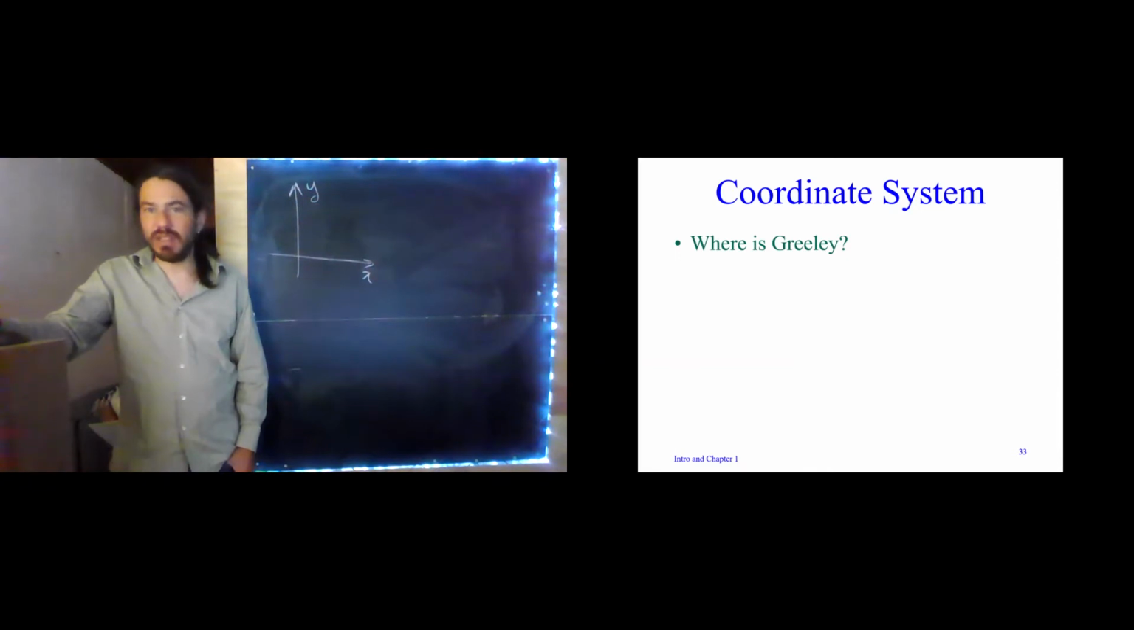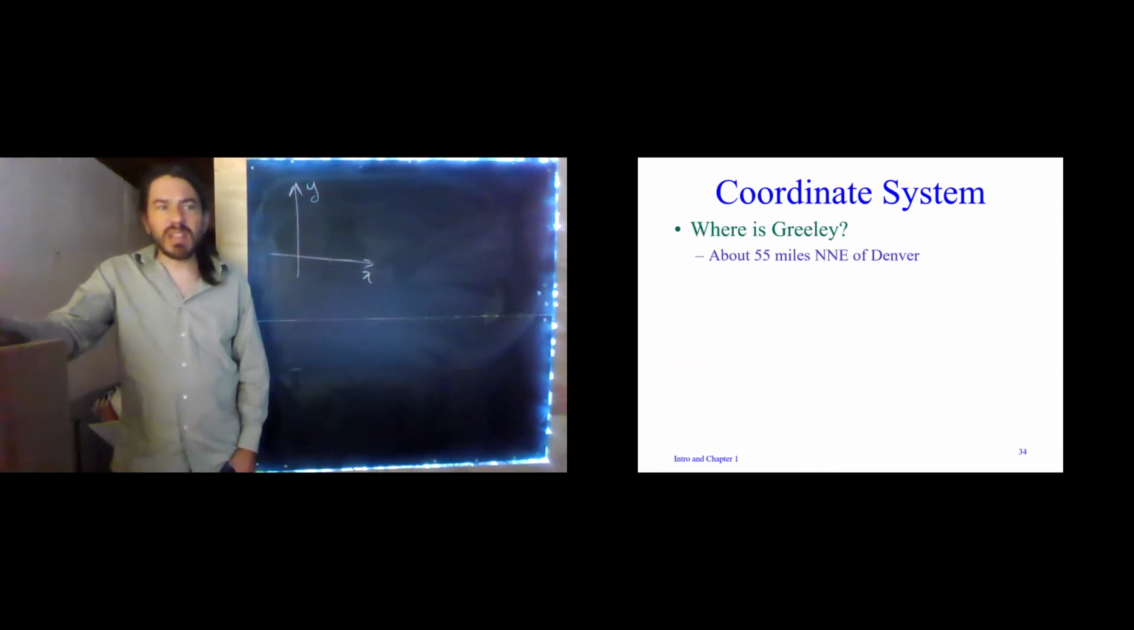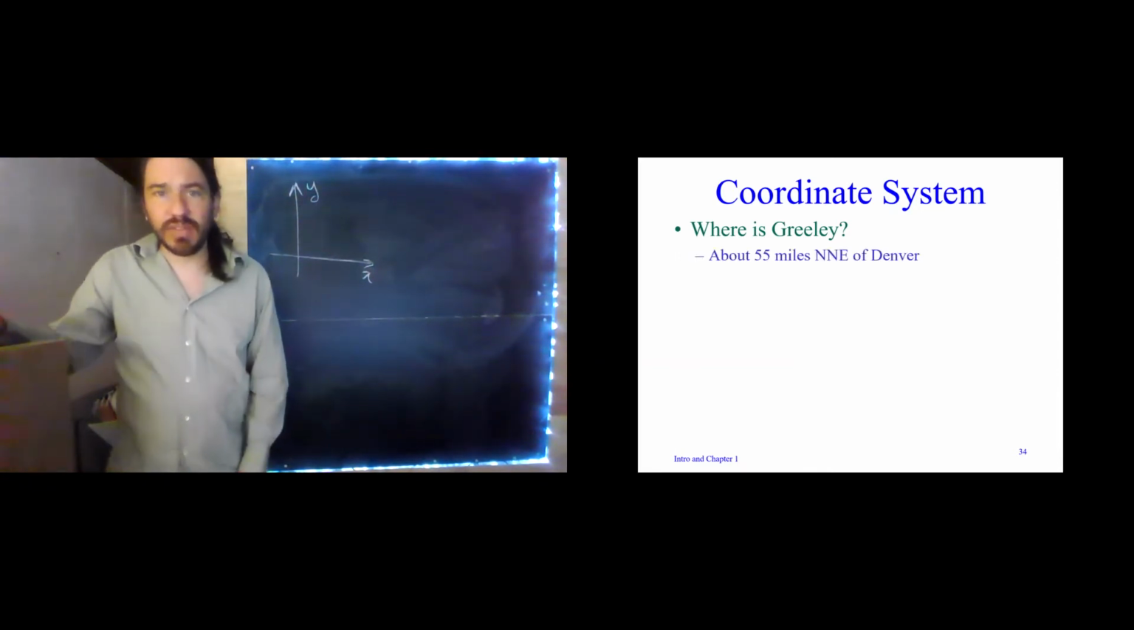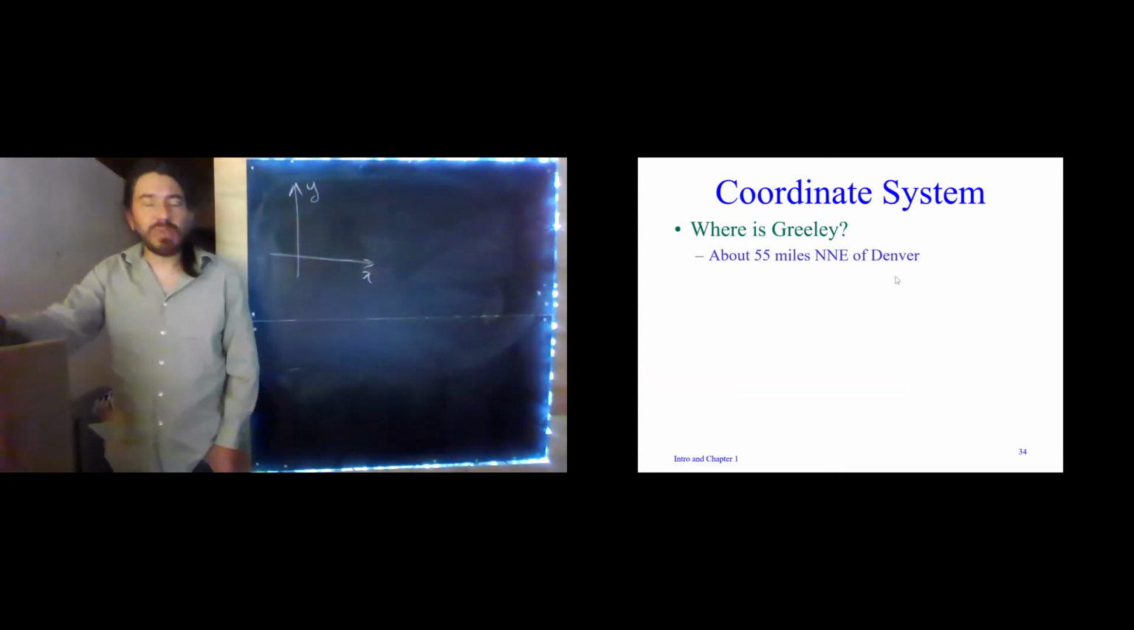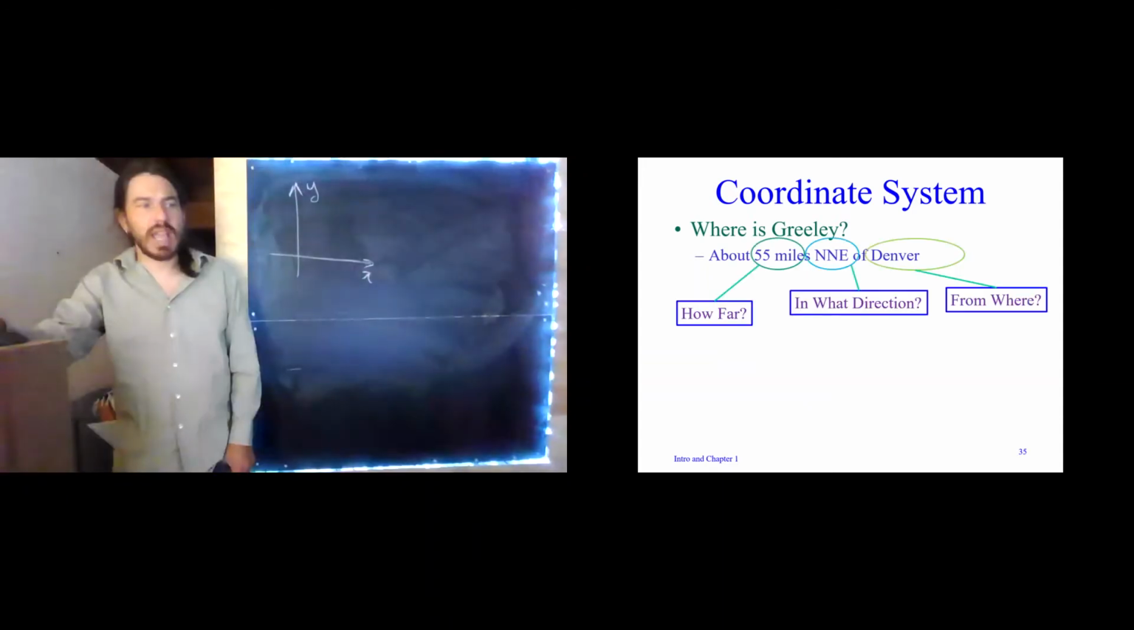Well, how are we going to answer that question? We need to know a few different pieces of information. We need to know it's about 55 miles northeast of Denver. Okay, so this helps us to locate where Greeley is. But let's be real specific about this. What are we saying when we say this? We're saying, how far, in what direction, and from where? That's the basis of what we need for a coordinate system.